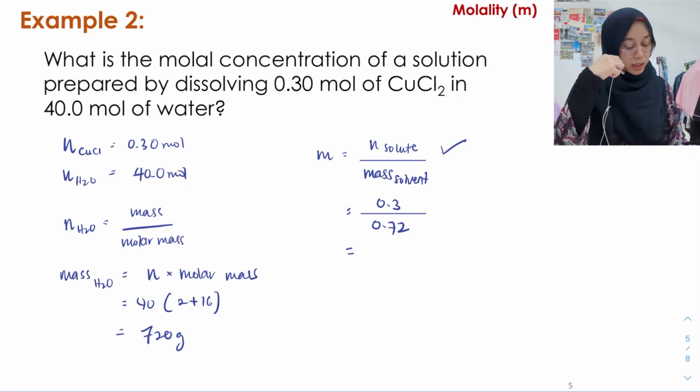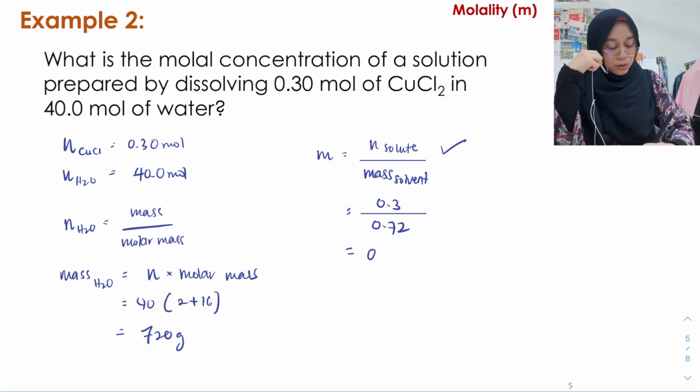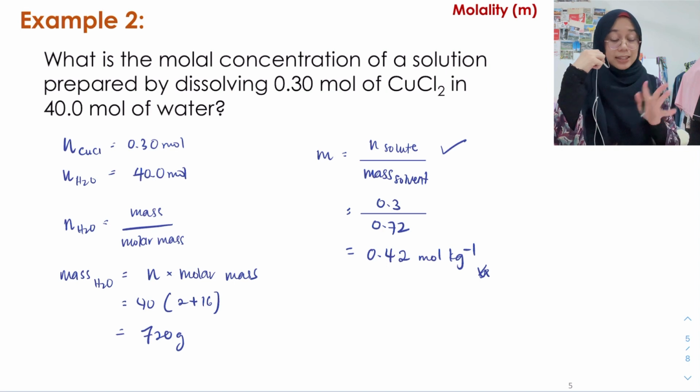So the molality you get here would be 0.4167 according to the calculator. So Miss will leave it as 0.42 mol per kilogram. Miss leaves the answer in 2 decimal places. Settle.